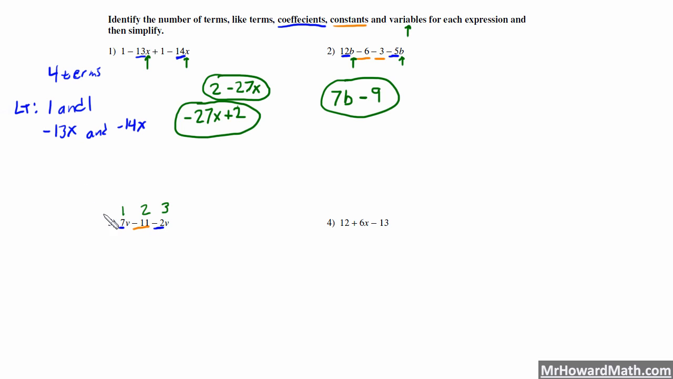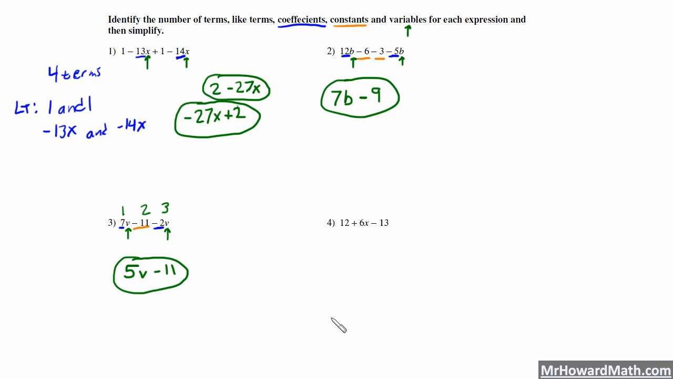Variables will just be v. V is the only variable. So right there and right there. All right, now let's combine like terms. So we'll start with the v terms, the like terms. 7v minus 2v is 5v. And then we have the minus 11. So our final answer, 5v minus 11. That is now simplified. Okay, moving on, number 4.